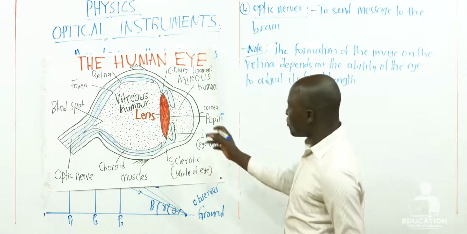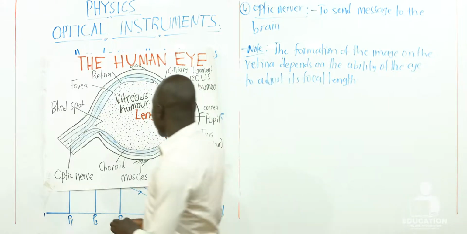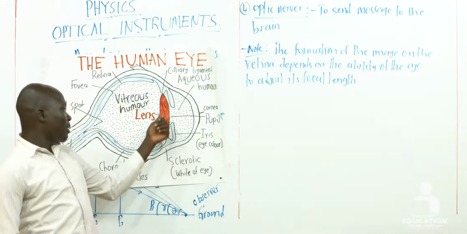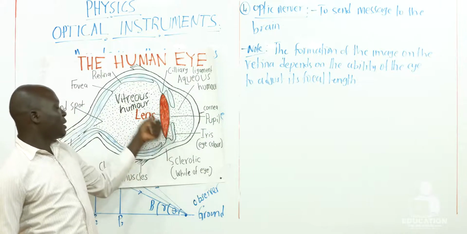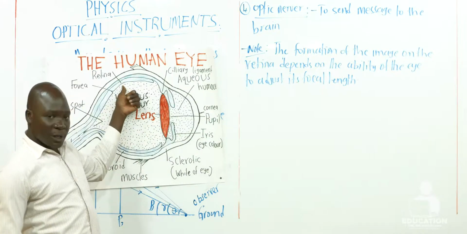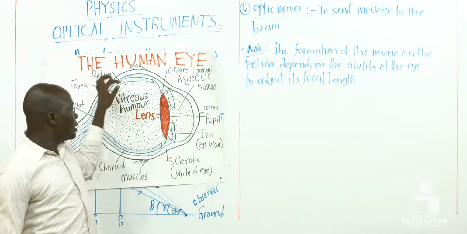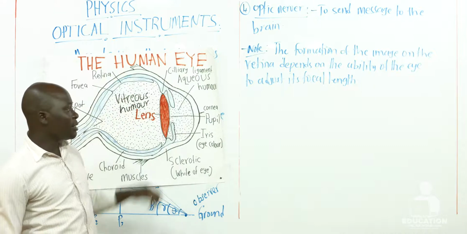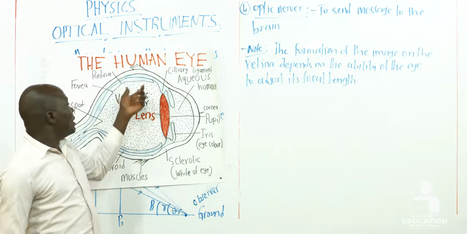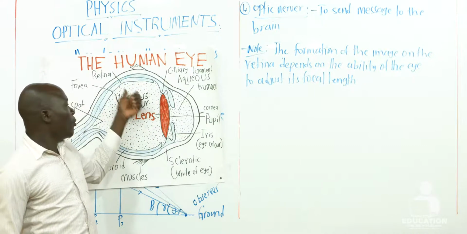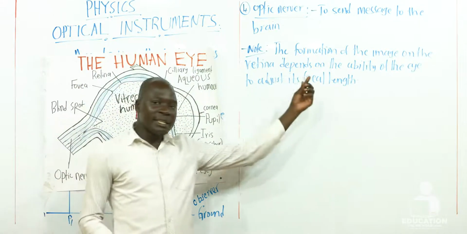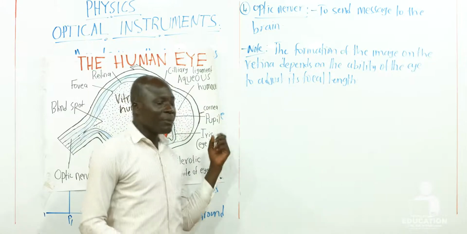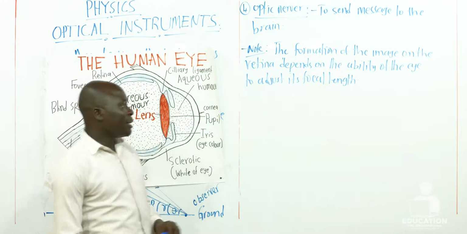Which means if the human eye is not able to adjust, the focal length is the distance between the center of the lens and the principal focus. And in this case, the principal focus becomes the retina. That is where the image is formed. So now, the image can only be formed on the retina if the eye is able to adjust its focal length so that the image will be formed exactly on the retina.